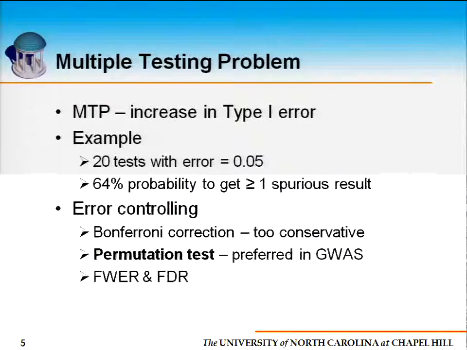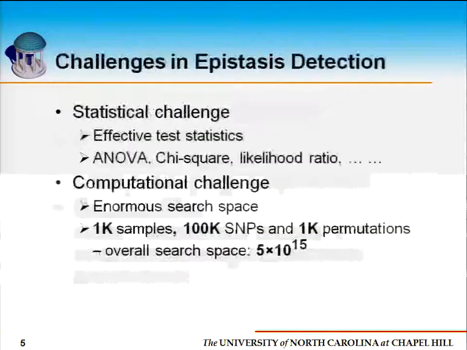Another method to control the error is known as the permutation test. Here, we shuffle the phenotype values and reassign them to individuals, and then we test and use the resulting distribution to estimate the null hypothesis distribution. The permutation test has been regarded as the gold standard to assess the statistical significance of association tests in GWAS, and it can be used to control both the family-wise error rate and the false discovery rate. So these two methods are widely used in GWAS.